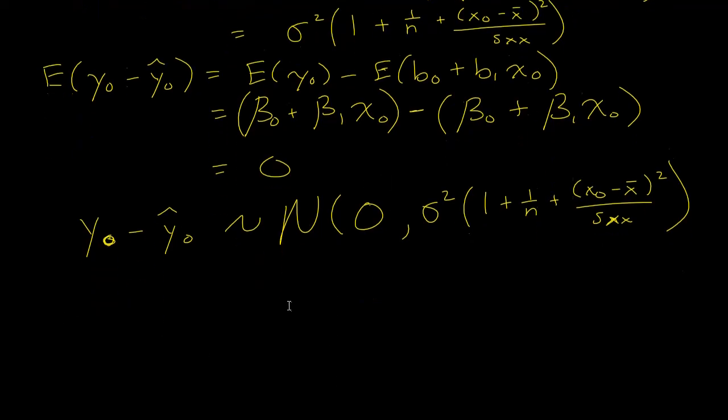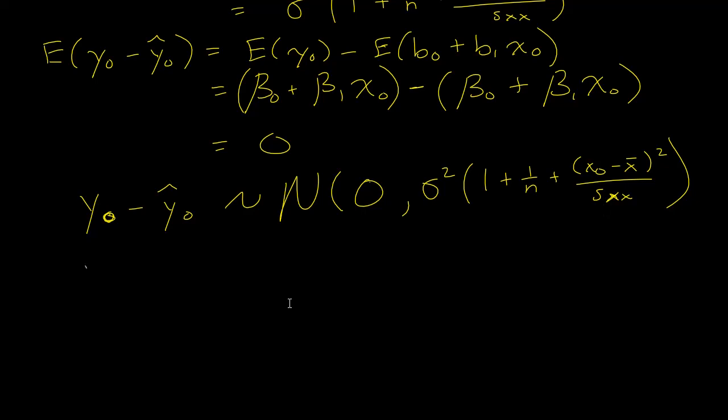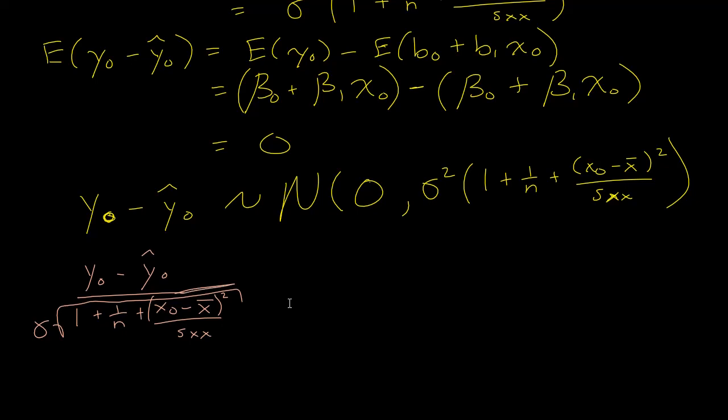Okay, and I can standardize this. Let me go ahead and use different colors. So y naught minus y hat naught, divided by sigma times the square root of 1 plus 1 over n plus x naught minus x bar squared divided by Sxx. When you're standardizing, you're dividing by the standard deviation, so you need to take the square root of all of this. This will be normally distributed with mean 0, standard deviation 1.